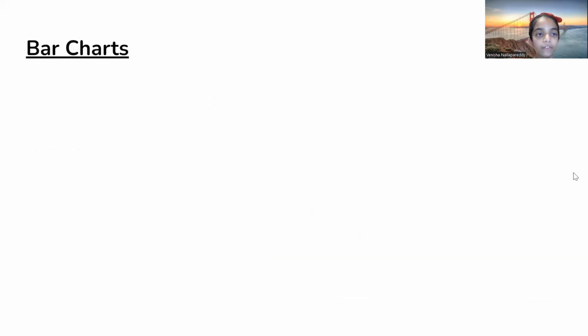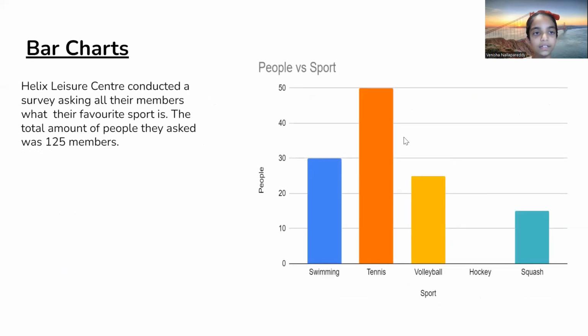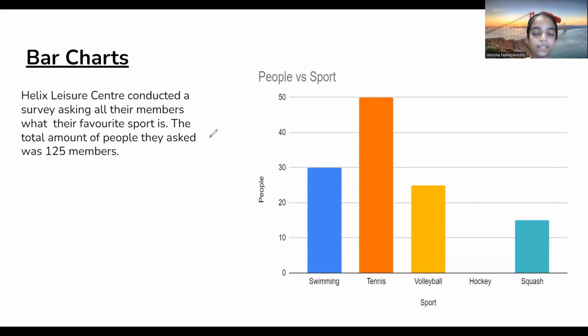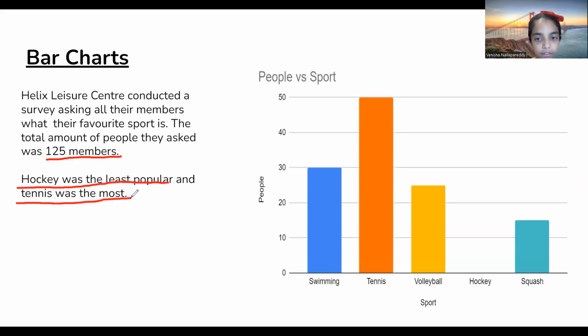And if we move on, I've got another bar chart question. And now this is about sports. So I've given you a bit more information here. Helix Leisure Centre conducted a survey asking all their members what their favourite sport is. So the total amount of people they asked was 125. Because this is quite a lengthy word problem, I'm going to underline the key points. So there's 125 members. That might come in handy. And hockey was the least popular sport and tennis was the most.